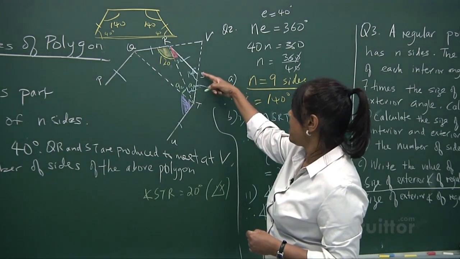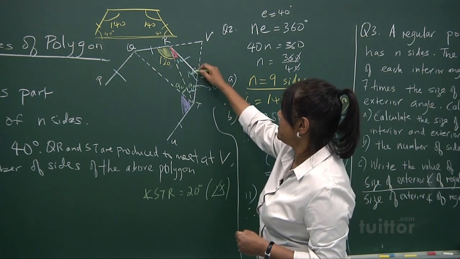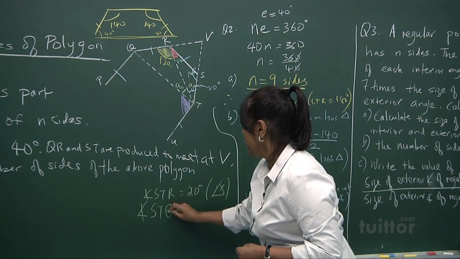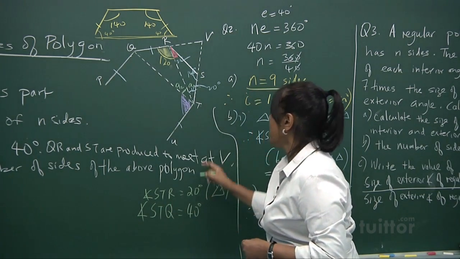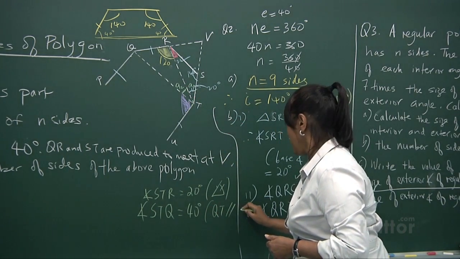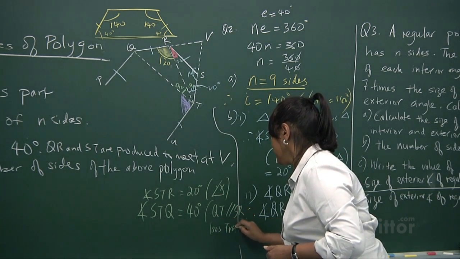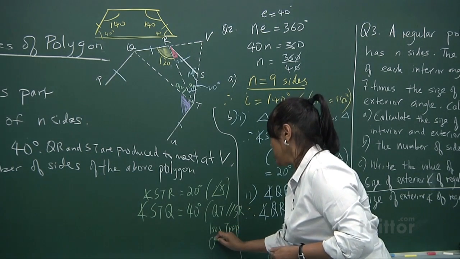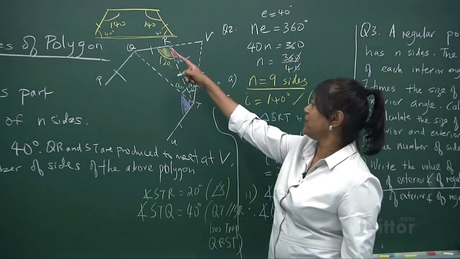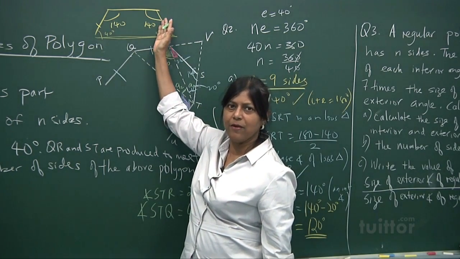And angle STQ, if this is 140, angle STQ is 40 degrees, because QT is parallel to RS, or SR. We call it an isosceles trapezium. What's an isosceles trapezium? QRST is isosceles because of the two angles being equal and the two sides being equal. Take note, it's a very important point.